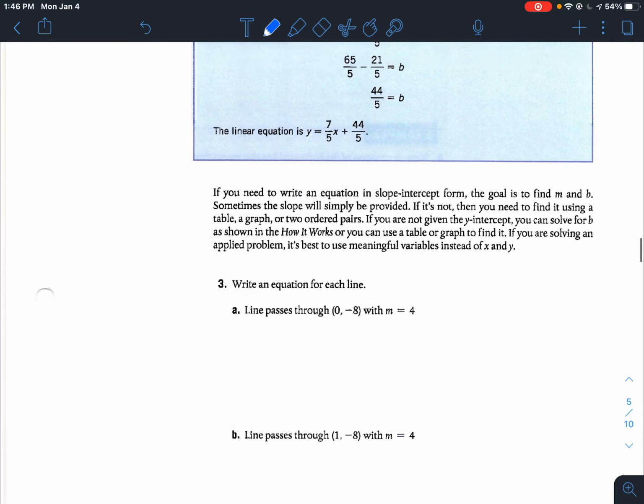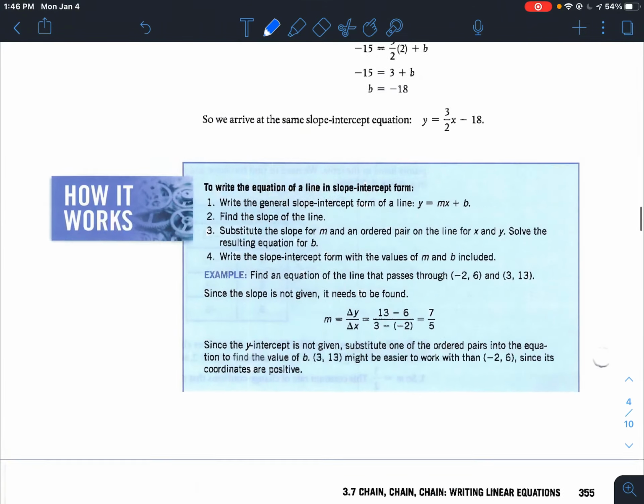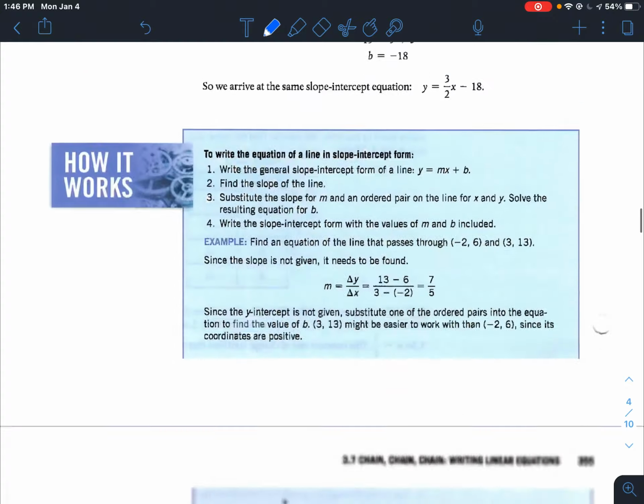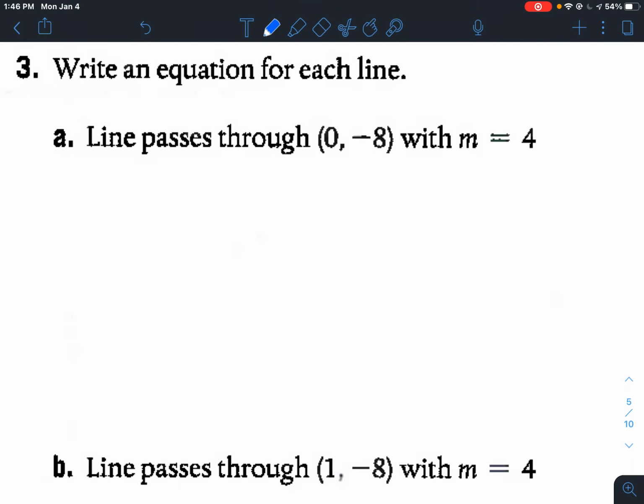Moving down to this next part. Number 3, write an equation for each line. If you want to go back and review these notes, you can. I'm just going to skip straight ahead, assuming that you know what you're doing. But if not, you can pause and go back.